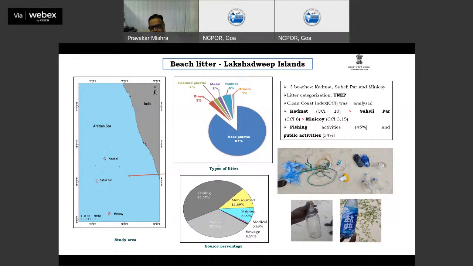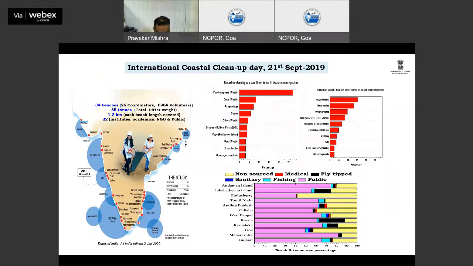We did some coastal cleanup activities as part of our awareness program. In 2019, we took 34 beaches. We engaged about 7,000 volunteers from schools, and 26 coordinators, mostly university professors, research institute scientists, or some of our very famous NGOs. We took their help to try to estimate the amount of beach litter at a particular beach at a particular time.